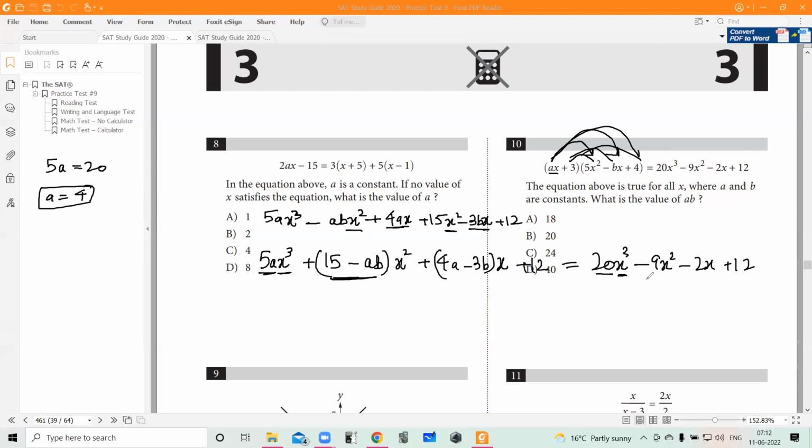15 minus ab is equal to minus 9. Right. So 15 minus a times b is equal to minus 9. Subtracting 15 from both sides, and since a is 4, we'll be getting minus 4b equals minus 24. Am I right? Yeah. So b is equal to? Minus 24 divided by 4, which is 6. Positive 6, because it's negative 24 divided by negative 4.